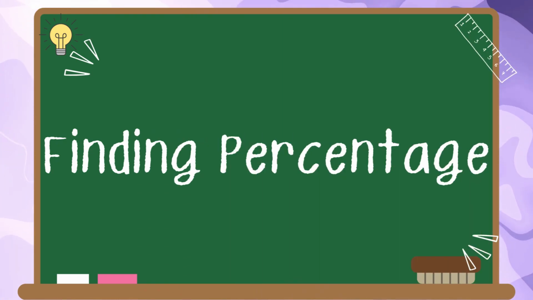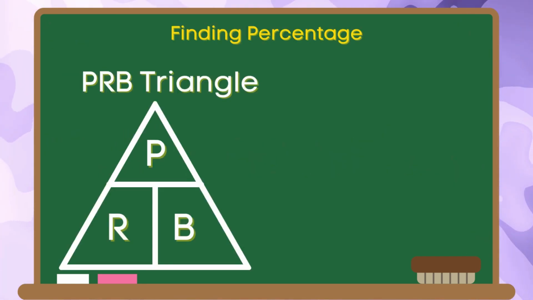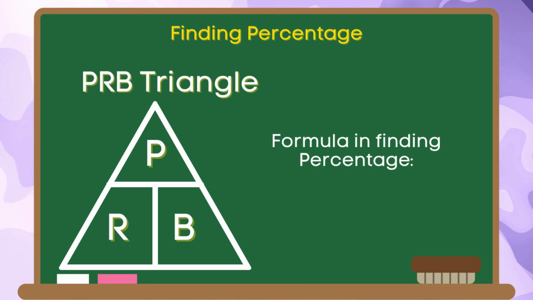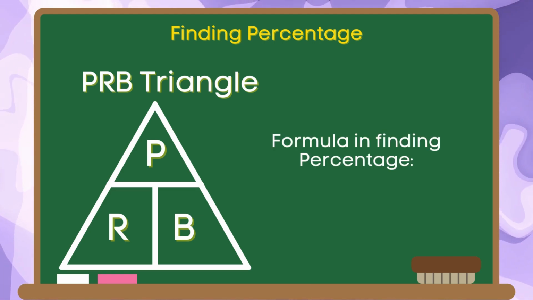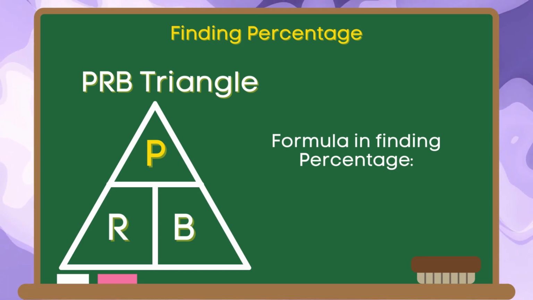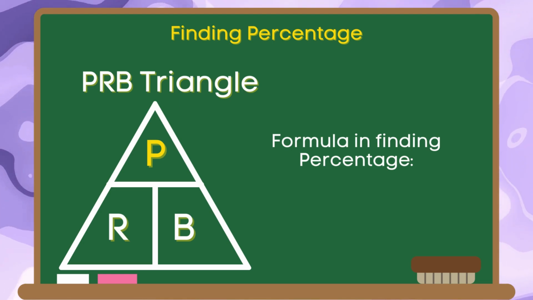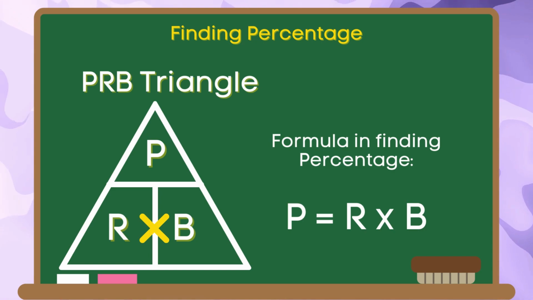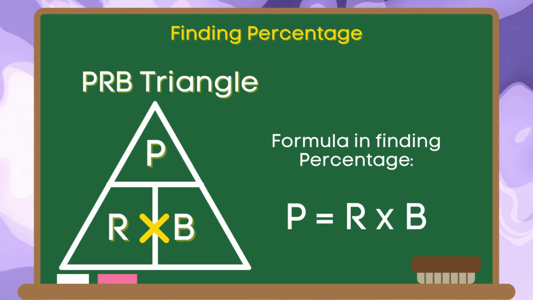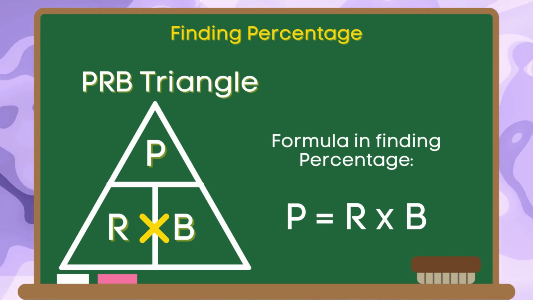In this video, you are going to learn how to compute or find percentage. This PRB triangle will guide us to use the correct formula in finding the percentage, rate, and base. In this video, you are going to focus on finding the percentage in a given problem. For us to find the percentage, we are going to use the formula P is equal to the product of R and B, or percentage is equal to the product of the rate and base.